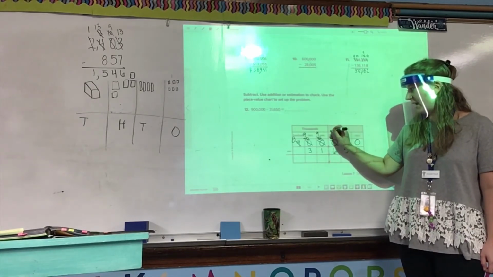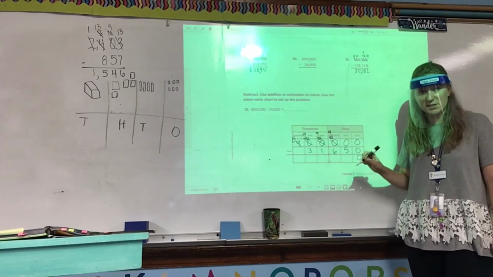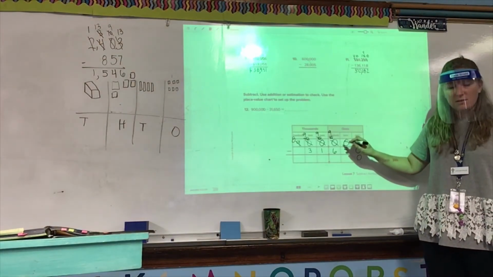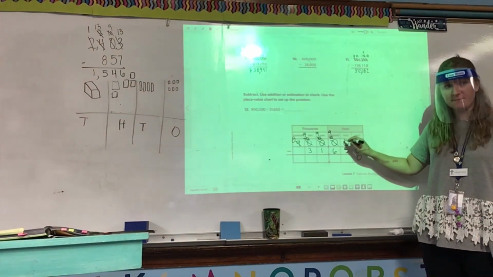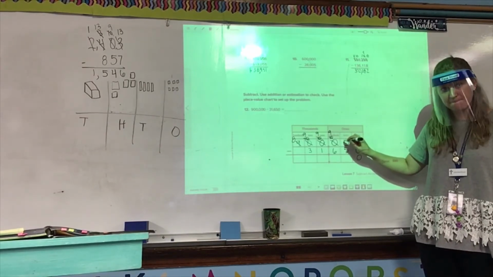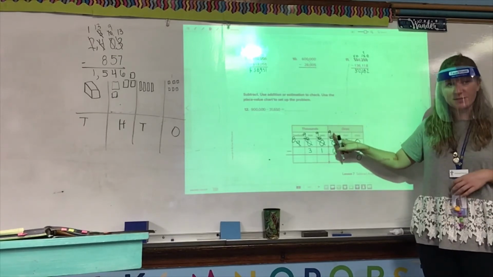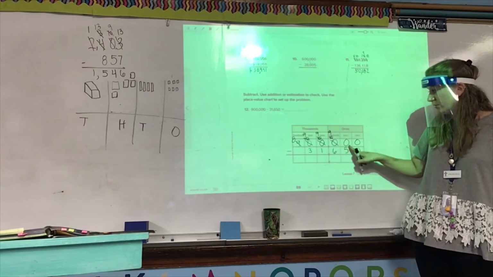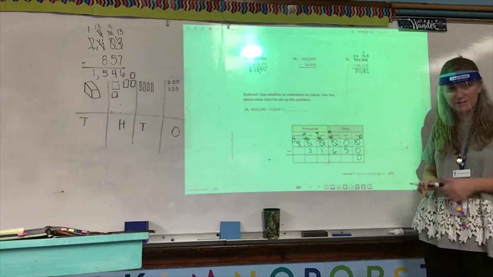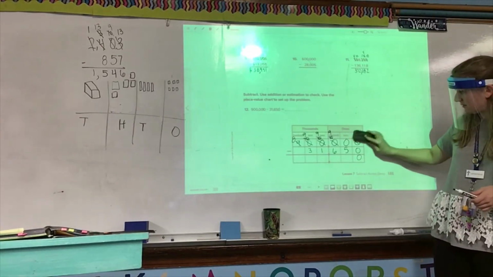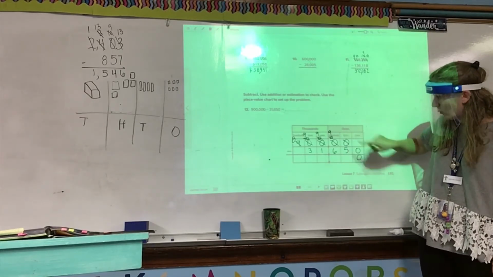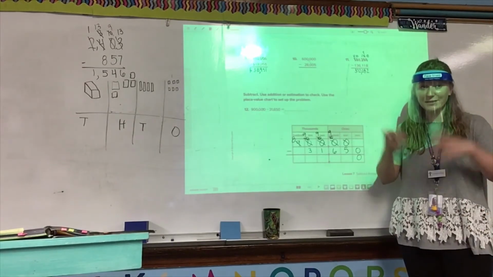So I had 10, now I have 9. And what do I do with that 100? It doesn't disappear. What happens to it? We put it in the tens. So what does that mean? It turns into a 10. Just 1? I take that 100 and I turn it into, or regroup it into, 10 tens.